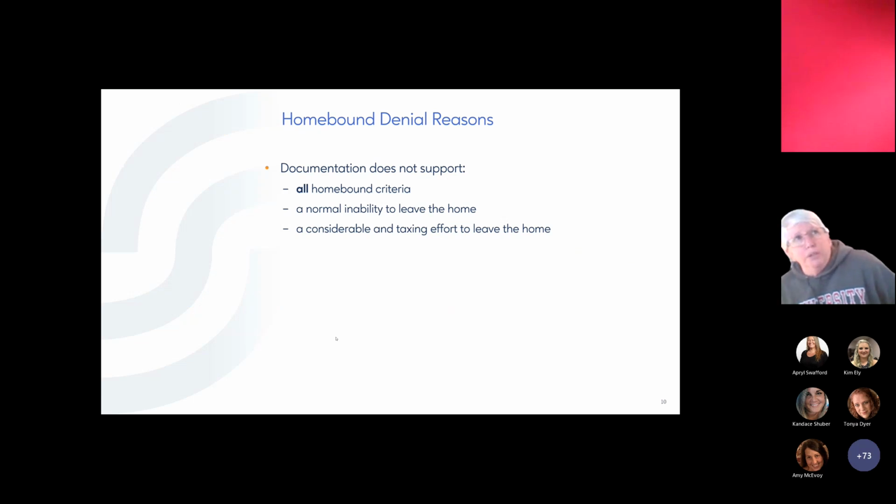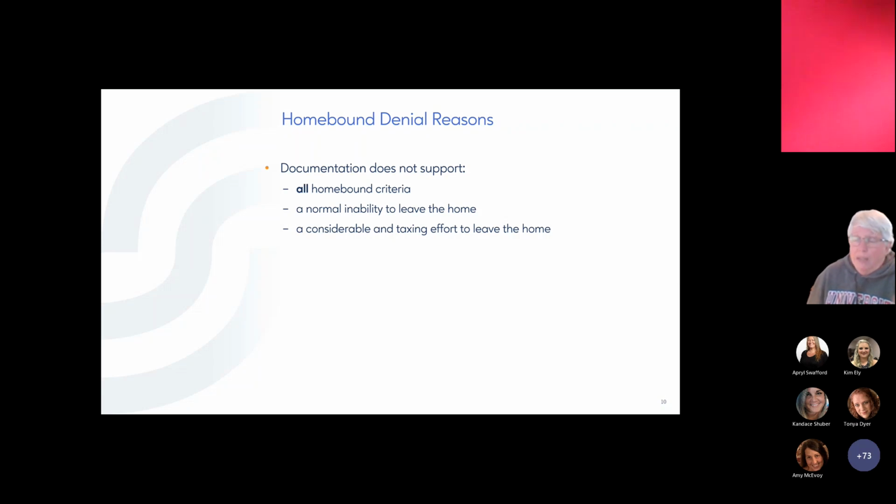So you can pull this up on any of the CGS, Palmetto, NGS sites, the top 5 reasons for chart denials. And it's always fun because it's basically the same stuff every single year. One of them is always homebound denial reasons. And they say flat out every single time, documentation either doesn't support all the homebound criteria, because you can't just support one, you've got to support all the homebound criteria. Doesn't support that there's a normal inability to leave the home or that there's a considerable and taxing effort. And again, if they just see the boxes checked, unfortunately, they're going to have to start diving into the chart to see what more they can find.